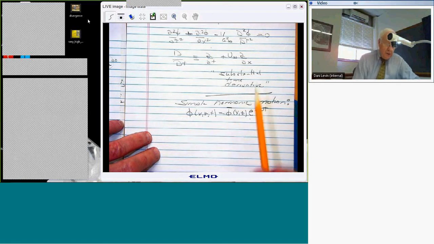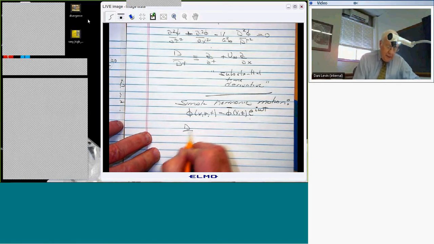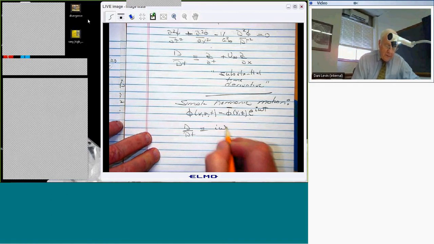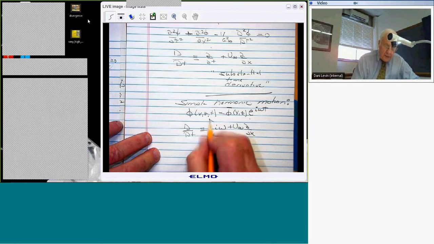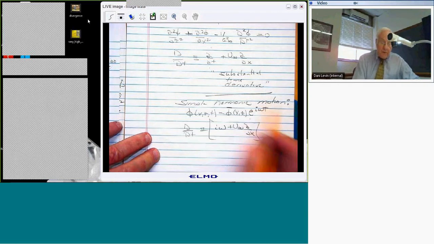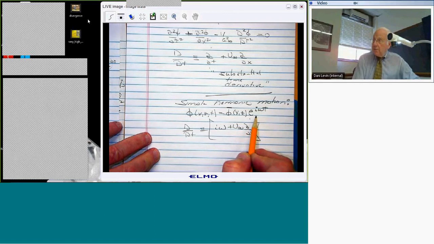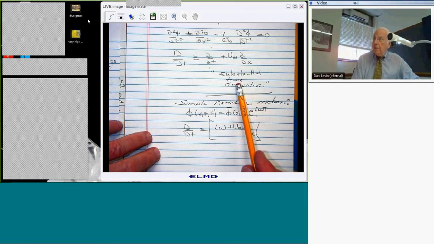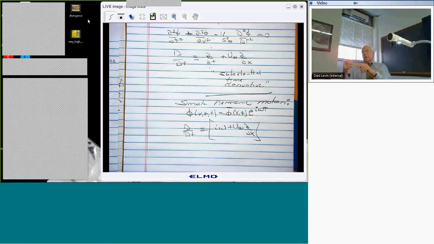Because d/dt will now be just i omega plus U infinity d/dx, right? The i omega coming from a time derivative for simple harmonic motion. Okay. And then the question is what to do next. And what to do next, historically, is a fairly complicated story, which I'm not going to tell you. I'm going to tell you a simpler way.